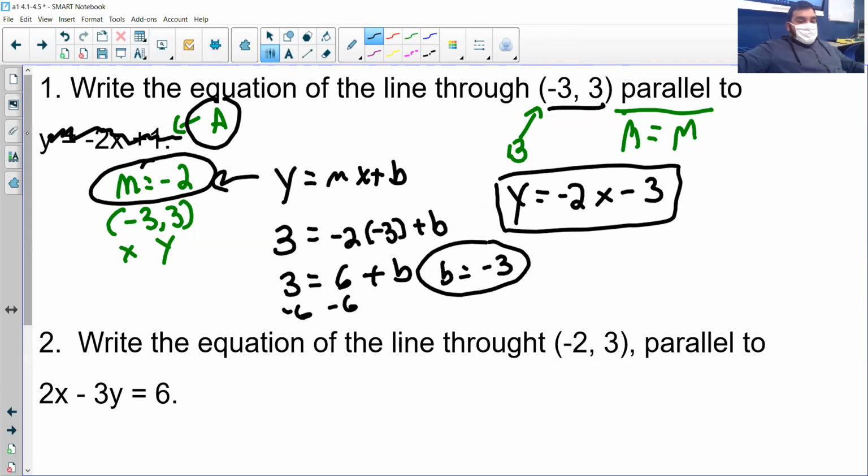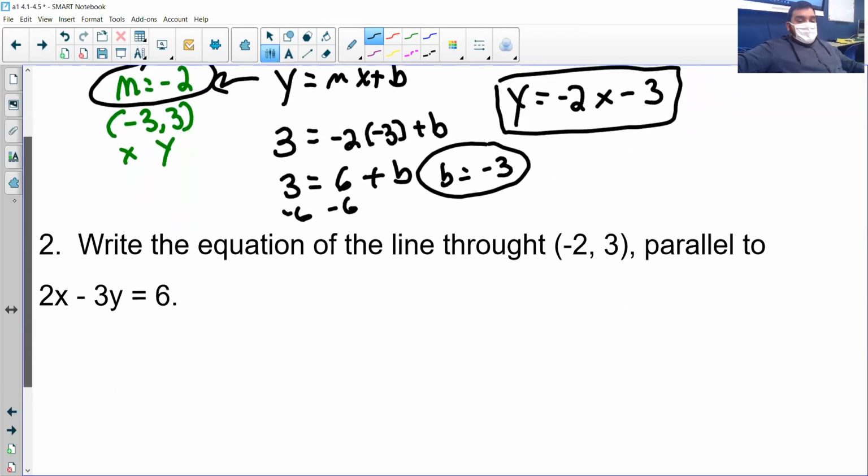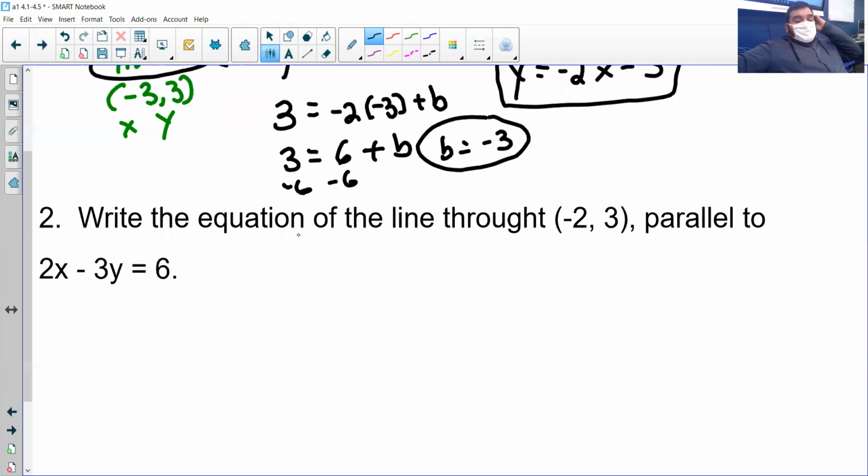So let's look at this one. Write the equation for the line parallel to 2x minus 3y equals 6. As you write that down, what type of equation is this? No, come on. It's standard form. Standard form, the thing we just learned. What is standard form?